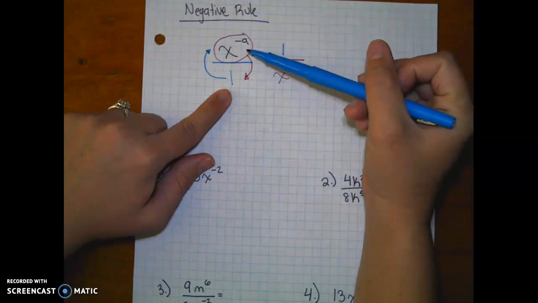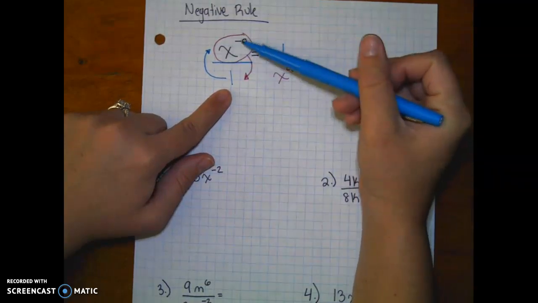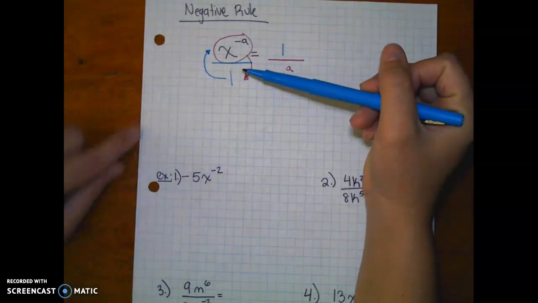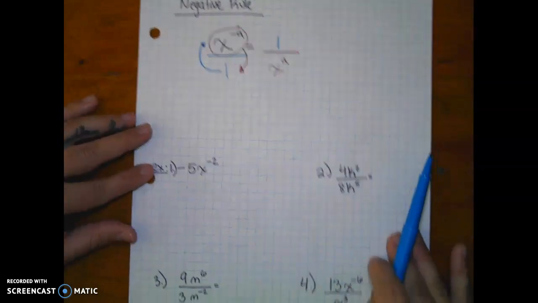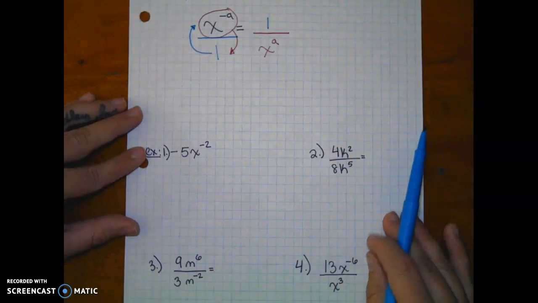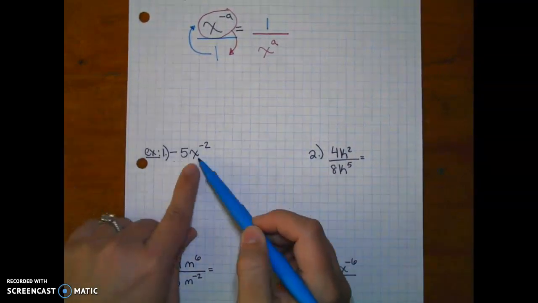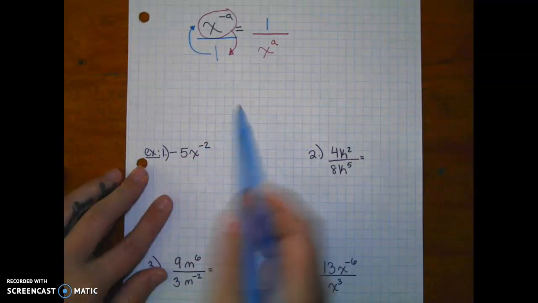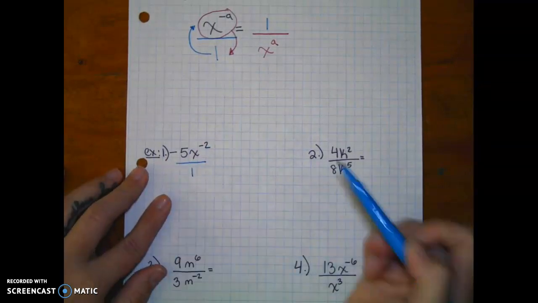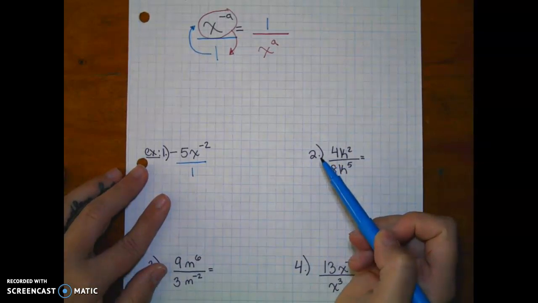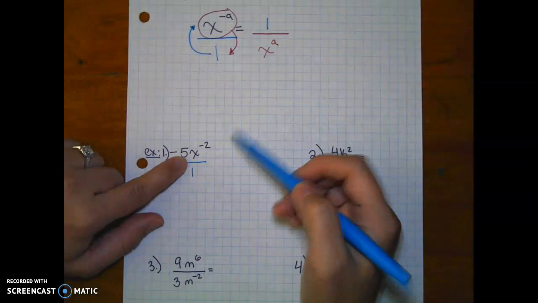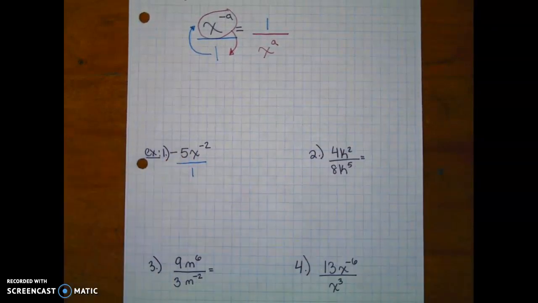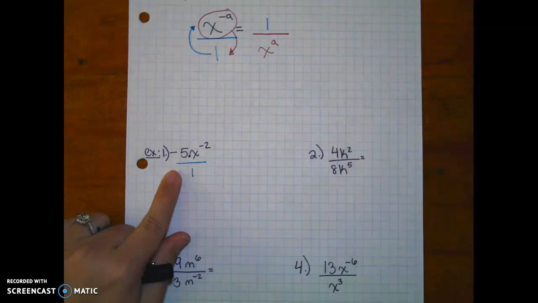All you need to do if it's a negative, just the x and its exponent, flip it to the bottom. Okay, so let's look at the one down here for our first example. I have negative 5x to the negative 2. First, I need to draw my line and put a 1 underneath it. This helps me remember that I need to flip the x to the bottom with its exponent. Now remember that this is negative 5 times x to the negative 2.